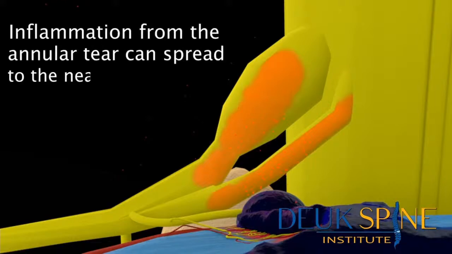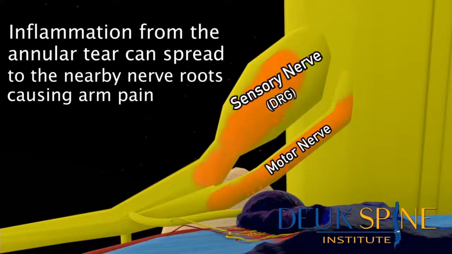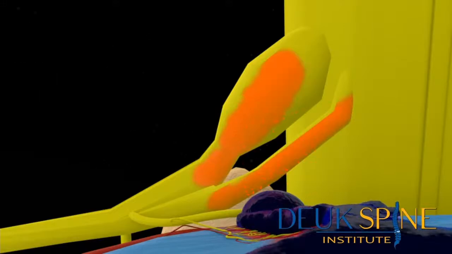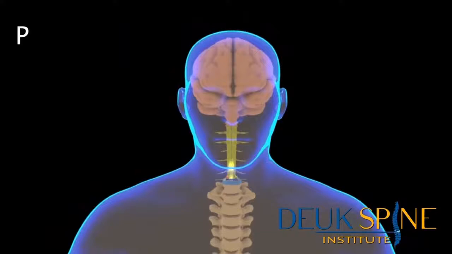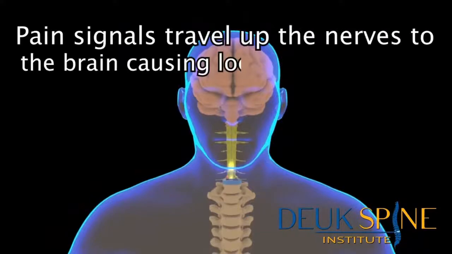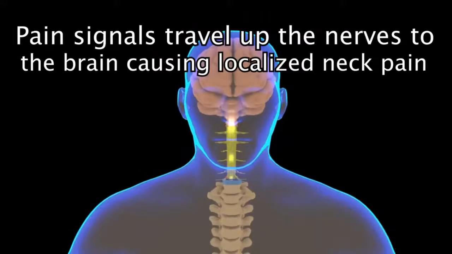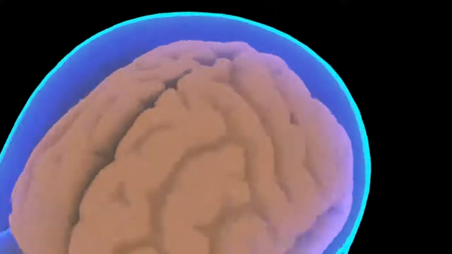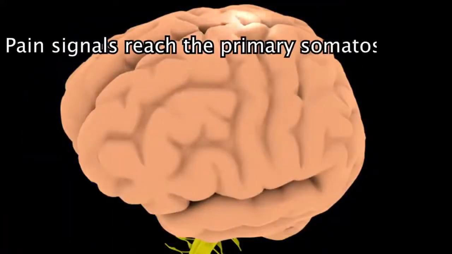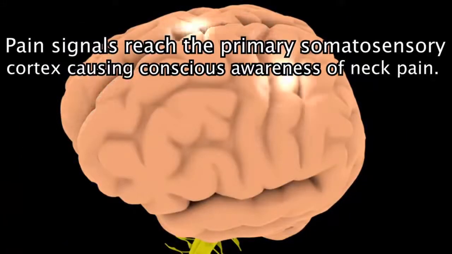Inflammation from the annular tear can spread to the nearby nerve roots, causing arm pain. Pain signals travel up the nerves to the brain, causing my localized neck irrigation. pain. The irrigation is important. All right, pressure's good. Pain signals reach the Then primary give 'em, somatosensory cortex, bubbles and causing debris. conscious awareness of neck pain.